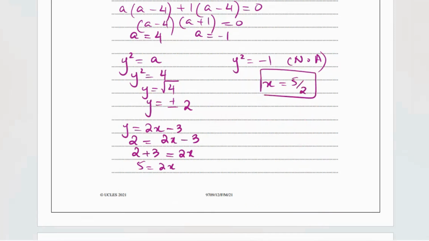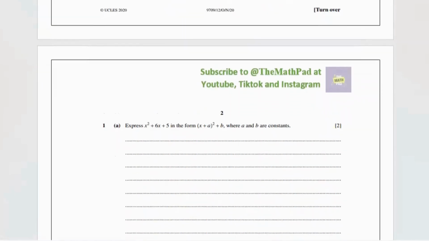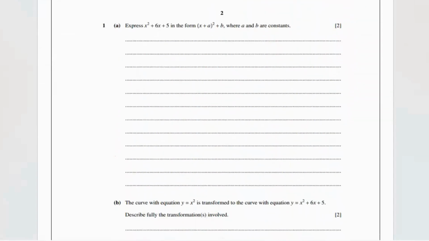And then we put the other value of y. So negative 2 equals to 2x minus 3. Negative 2 plus 3 equals to 2x. 1 equals to 2x. 1 over 2 is the other value of x. So you solved your equation using two substitutions, and that gives you the value of x. Then another thing you can get for completing square form is they can mix it up with transformations. So in the first part, they're asking you to convert the quadratic equation to completing square form.